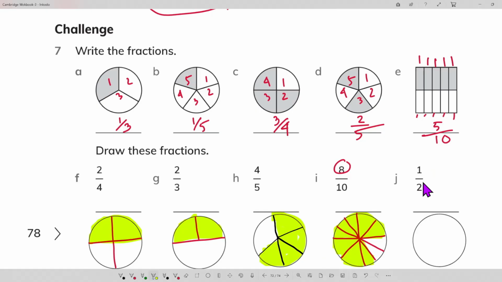And here is 1 by 2. What does it mean? It means it's a half. And we will draw like this way.